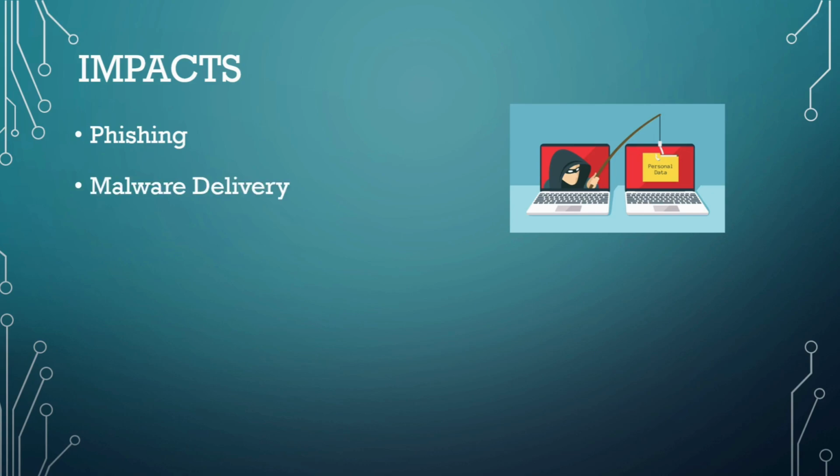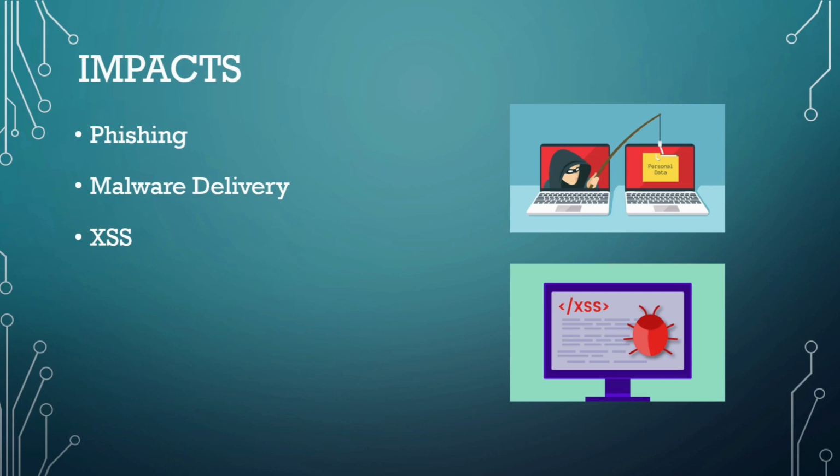stolen. Malware delivery. The hijacked link can host malicious files like Trojans or ransomware. A simple click can infect a user's system. Cross-site scripting. Attackers inject harmful scripts through hijacked resource. This can steal cookies, session tokens, or sensitive data.